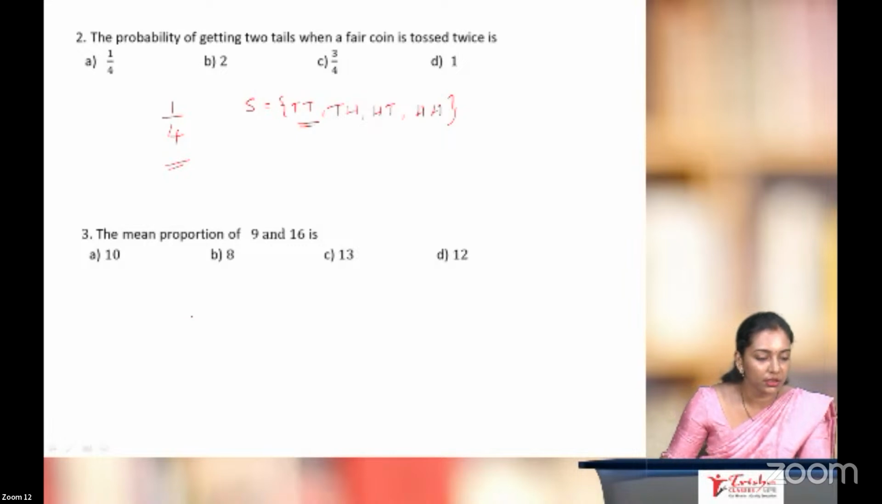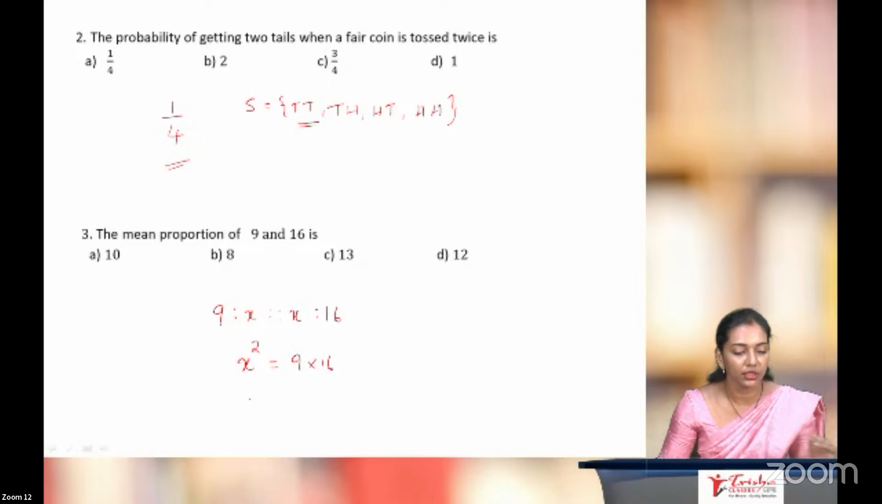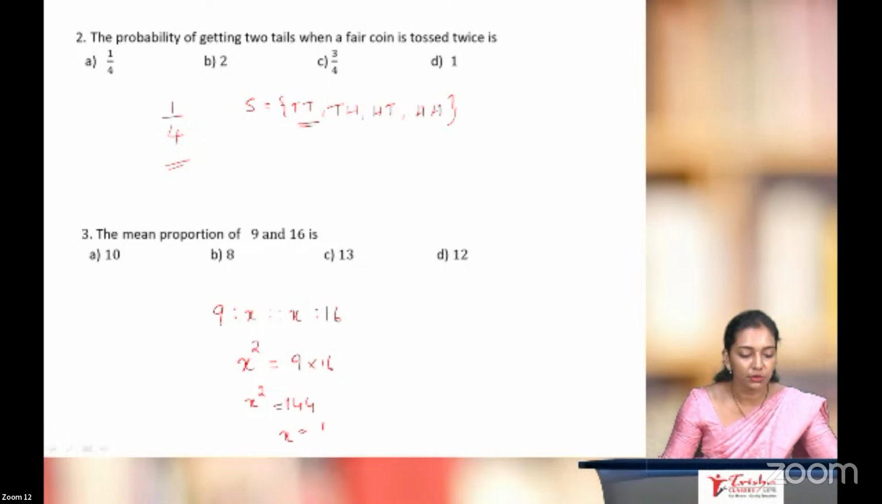Next, going to the third question. The mean proportion of 9 and 16 is. So mean proportion, well-known question actually to find the mean proportion or the third proportion, such questions. So 9 is to x as x is to 16. Okay. So here you have product of means equal to product of extremes. So x square equal to 9 into 16, you get x square equal to 144, or x equal to 12. Okay, so 12 is the option.